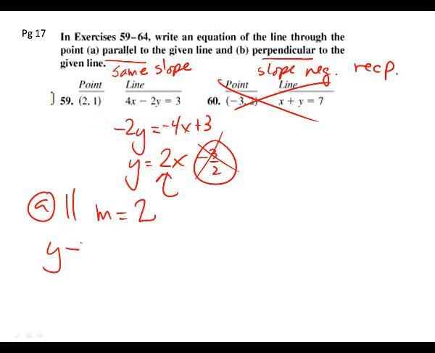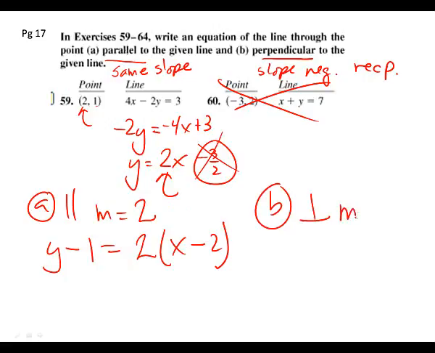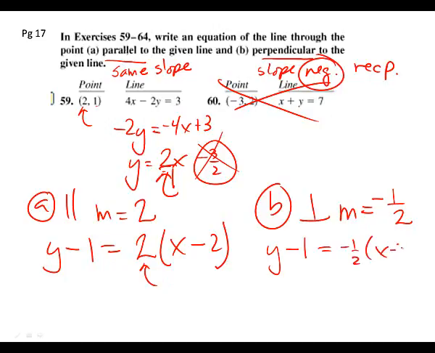All I'm going to do is y minus y1, which is 1, equals what's the slope? 2 times x minus what? What's the x value? 2. Part B is perpendicular, so what do we do for the slope if the original slope is 2? Technically it's 2 over 1, so when I flip it, I get 1 over 2, but I also have to add what? Negative. So I use the same equation and put in negative 1/2: y minus 1 equals negative 1/2 times x minus 2.